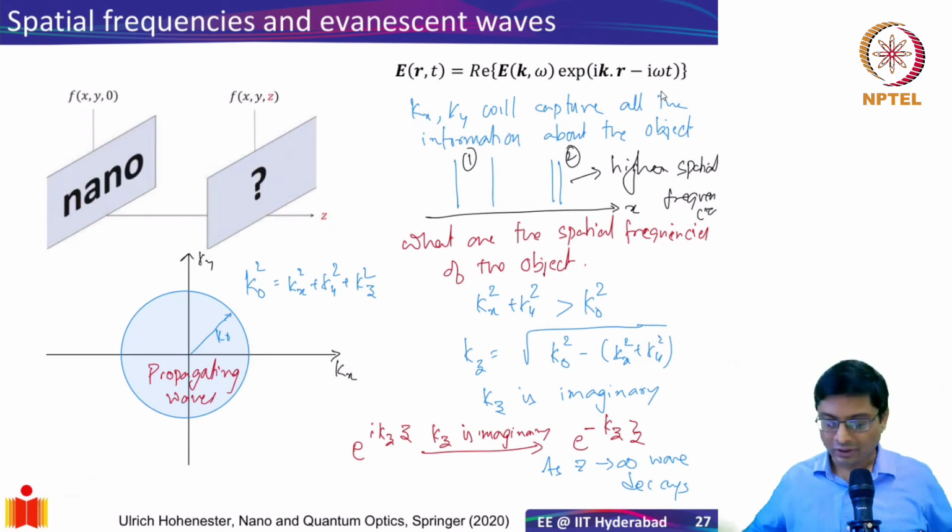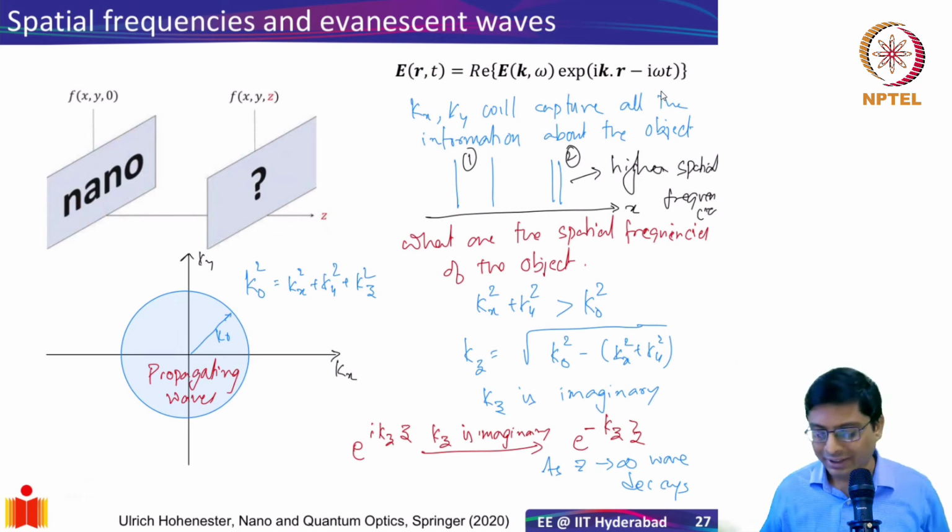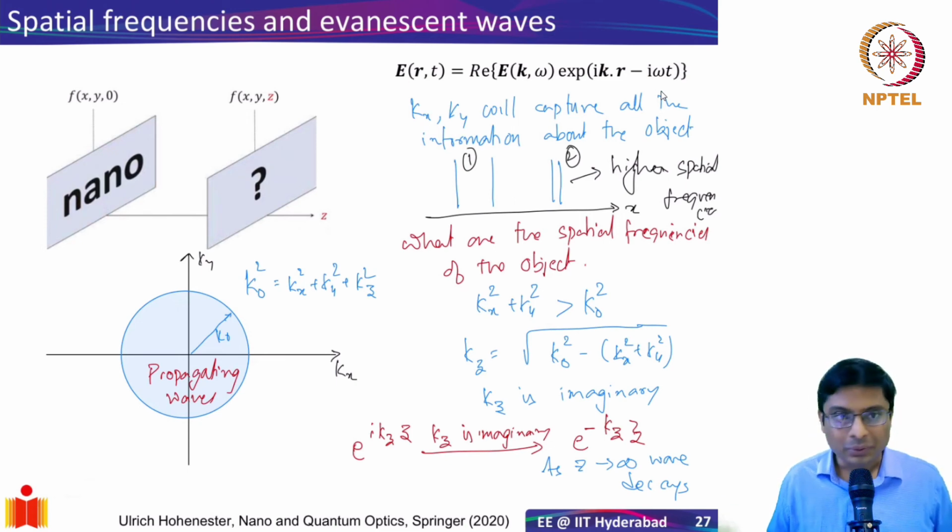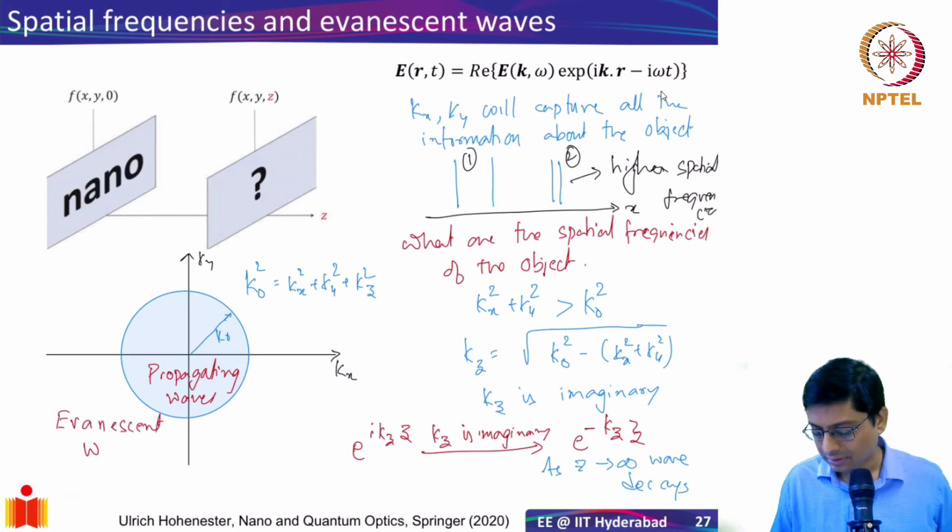Okay, and all the spatial frequencies outside, let's say, the circle. By the way, it need not be just a circle. I can engineer my medium to make it look like an ellipse and so on, but let's ignore that for now. But all the frequencies outside this circle, I'll call evanescent waves. There is nothing exotic about it.